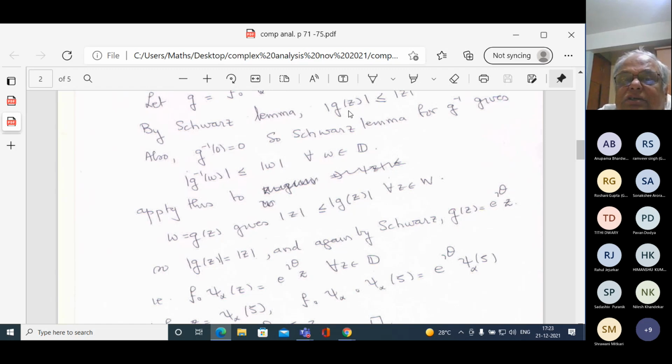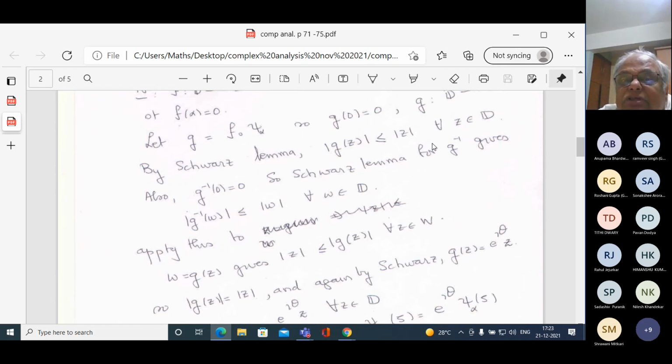Here, G maps D to D, therefore |G(z)| is less than or equal to |z|. But the same point is true for G inverse. When I apply it to G inverse of W, it is less than or equal to W, and I put W equal to G(z). When you put W equal to G(z), you get |z| is less than or equal to |G(z)|. So look at these two inequalities, |G(z)| less than |z| and |z| less than |G(z)|. I can do this because G inverse satisfies the same properties as G.